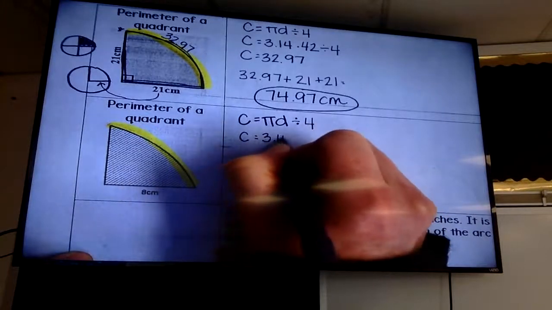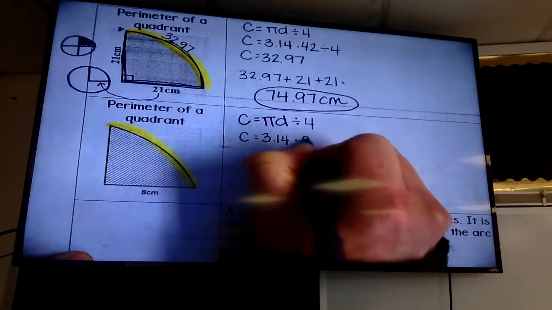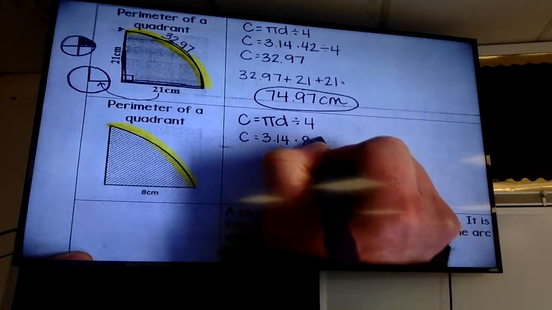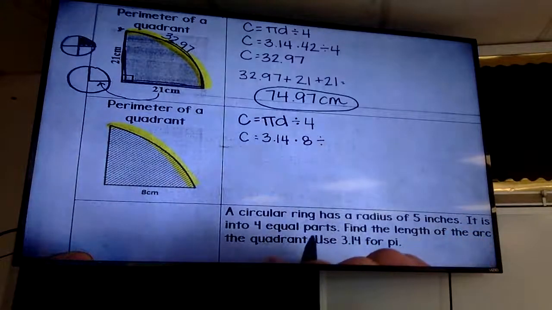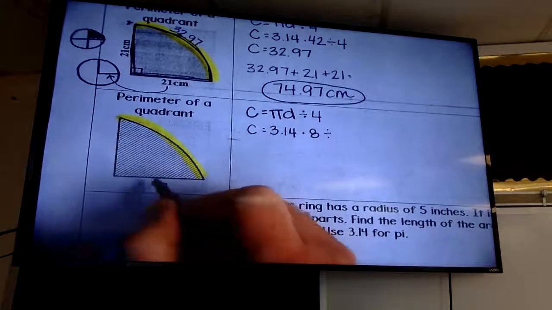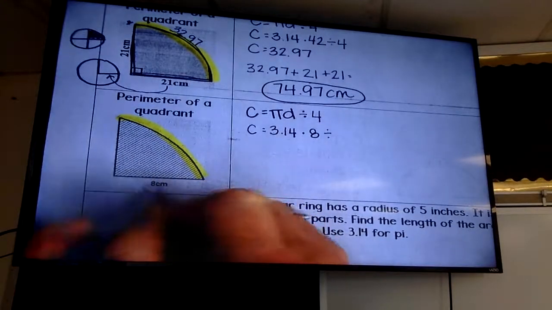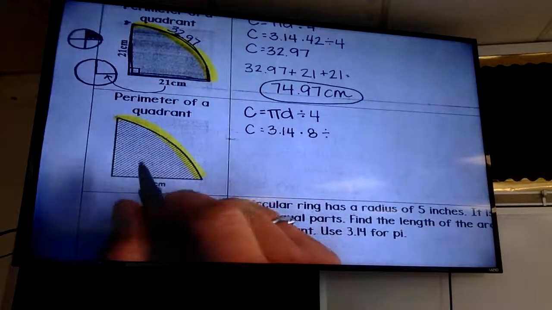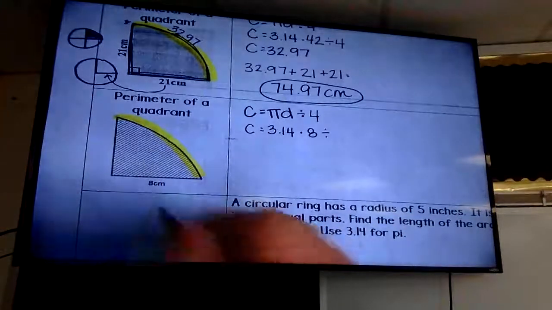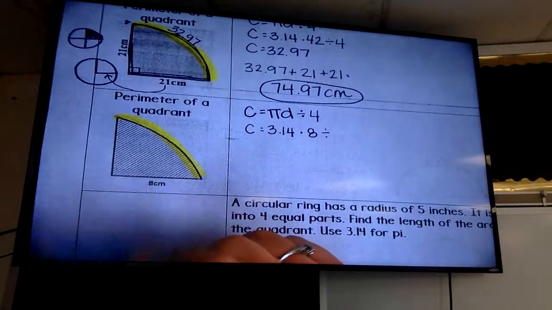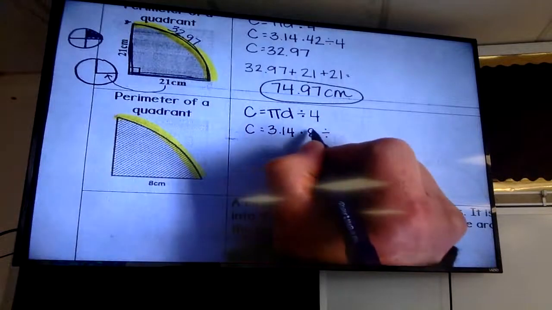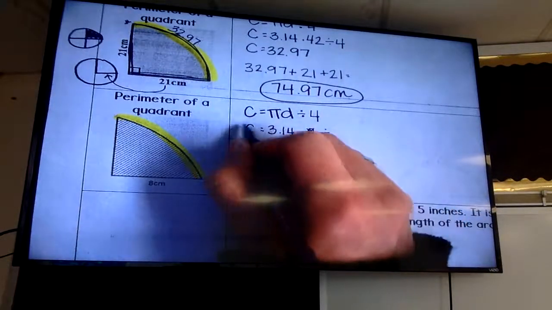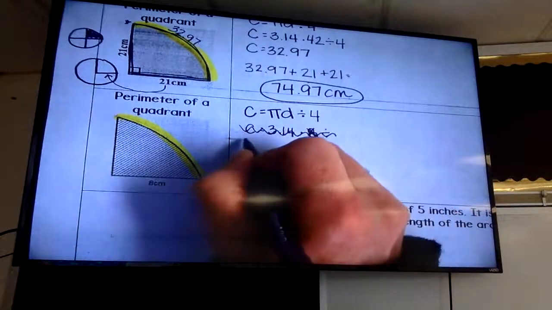So I'm going to say 3.14 times 8 divided by, oh, I made a boo-boo. That 8, remember, is that 8 the diameter? No, that 8 is the radius. Okay, see, I even made the mistake. So I don't want to use 8 here. Let's cross that out. Let's just cross it all out.